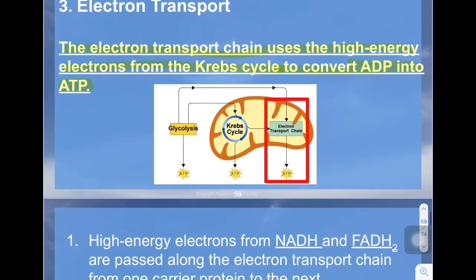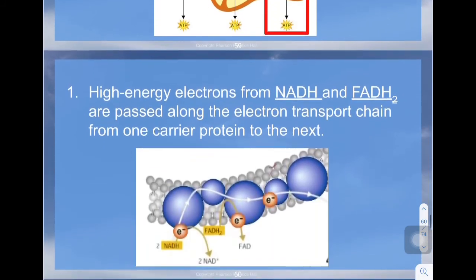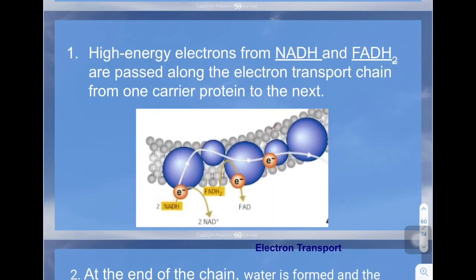So how does this happen? Well, the first step, the high energy electrons from those 2 molecules, NADH and FADH2, are going to be passed along this electron transport chain from one carrier protein to the next. There's these little blue proteins actually inside the membrane of the mitochondria, and they kind of act like skipping stones. So as each electron bounces down here, they're going to be generating some energy.